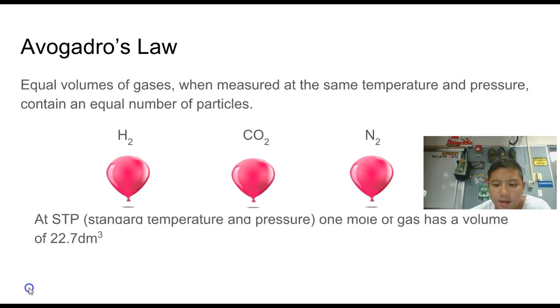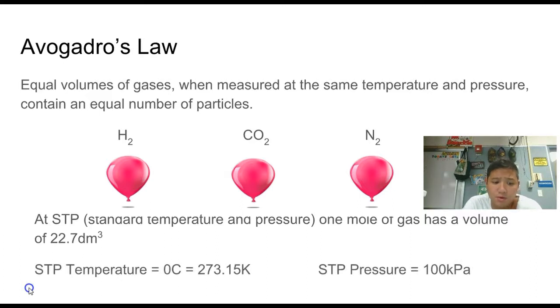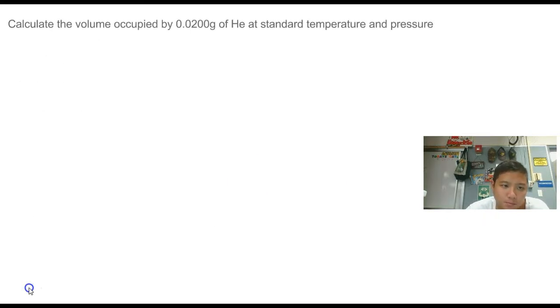Let's talk about STP. STP, or standard temperature and pressure, is a little bit different in IB than other curriculums, because the molar volume of a gas at STP is 22.7 instead of 22.4. That is because STP temperature is at 0 degrees Celsius rather than 25. STP pressure is going to be 100 kilopascals.